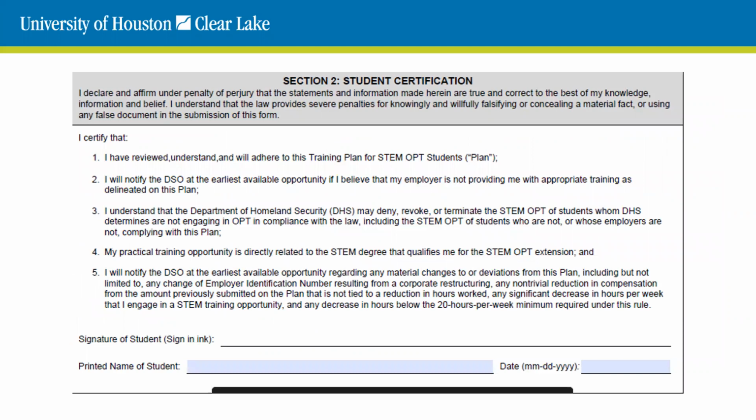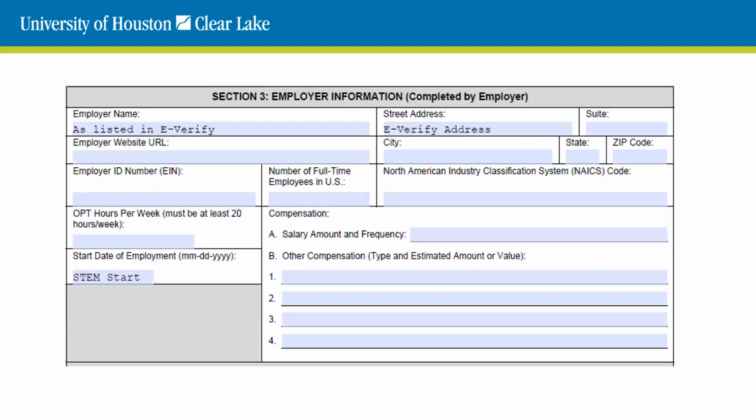Please read section 2 thoroughly and sign before scanning it. Pen ink signatures are preferred. Your employer should complete section 3. If you are continuing with the same employer from your post-completion OPT, please advise your employer that the start date of employment should be the first day of your STEM extension. In other words, one day after the end date on your current OPT EAD card.